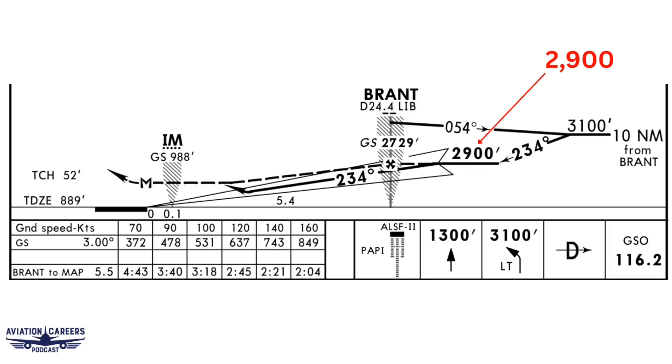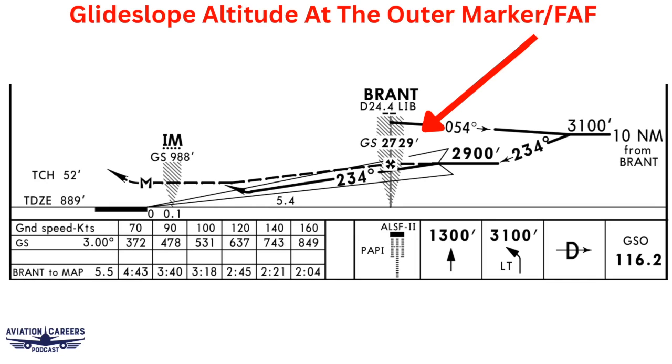So my next question is an add-on question. What in the world is that? It says glide slope 2729. You can answer it if you want in the chat, and I'll give you kudos if you can answer that. But technically speaking, this is your glide slope altitude at the outer marker, or the final approach fix. This final approach fix here is Brant intersection. It's that Maltese cross that is defining that final approach fix. It's telling you this. Why is that so important?